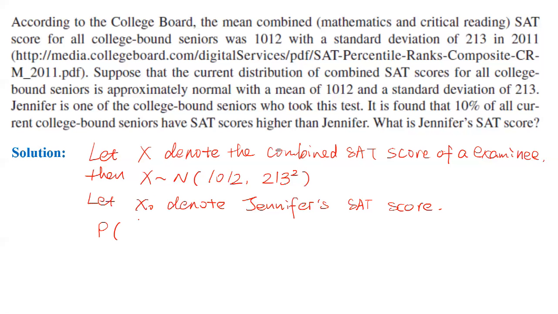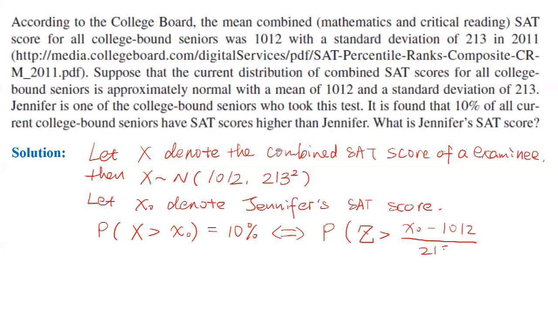It tells us that the probability of any other examinee's SAT score x being higher than x0 is 10%, right? The probability of any given examinee's score being larger than Jennifer's score is 10%. Okay, that means we have that the probability of Z larger than (x0 minus 1012) divided by 213 is 0.1, right? If you want to use the SND table, we need to convert this to less than this value.